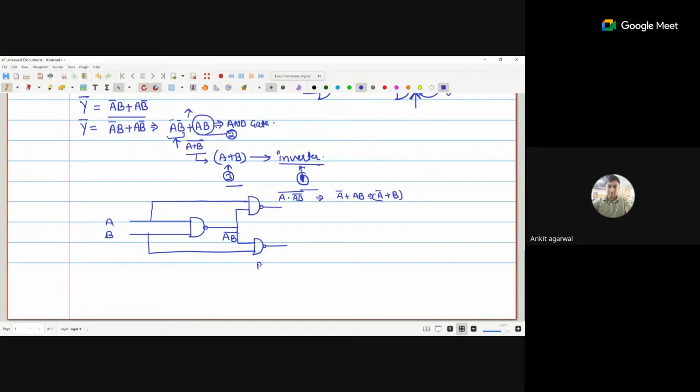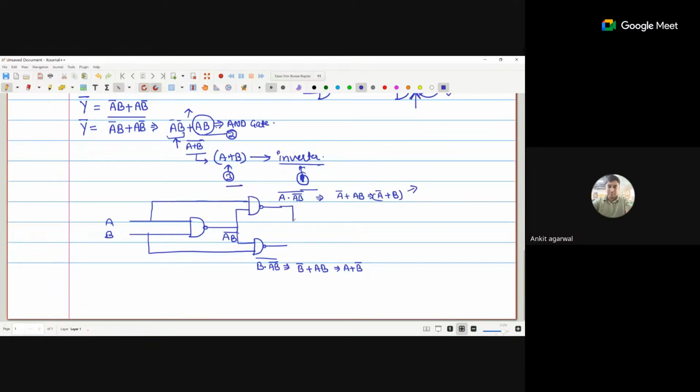So it is A·B bar whole bar. So it is A B bar plus AB. So that is A plus B bar.